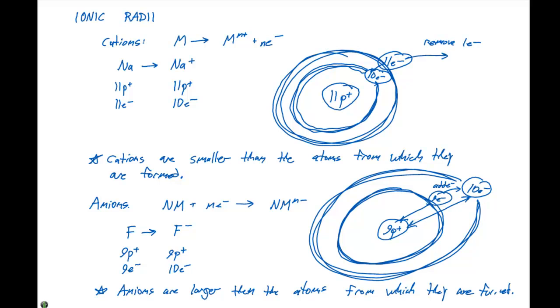So we can now look at something called an isoelectronic series, which we'll talk about in the next video, which is going to allow us to arrange cations, anions, and atoms in order of increasing ionic radii.